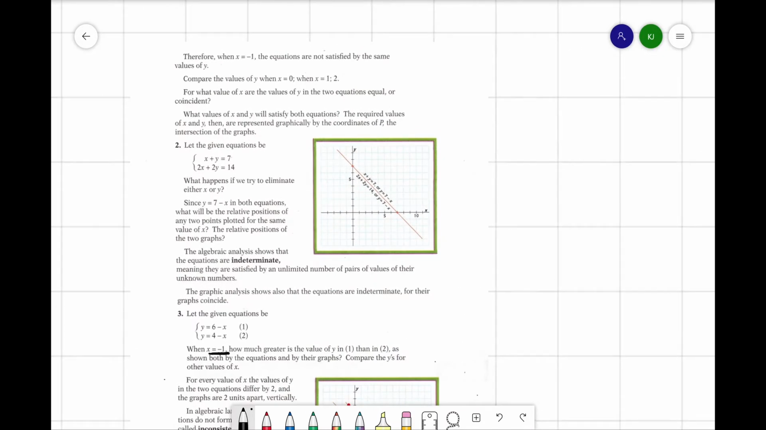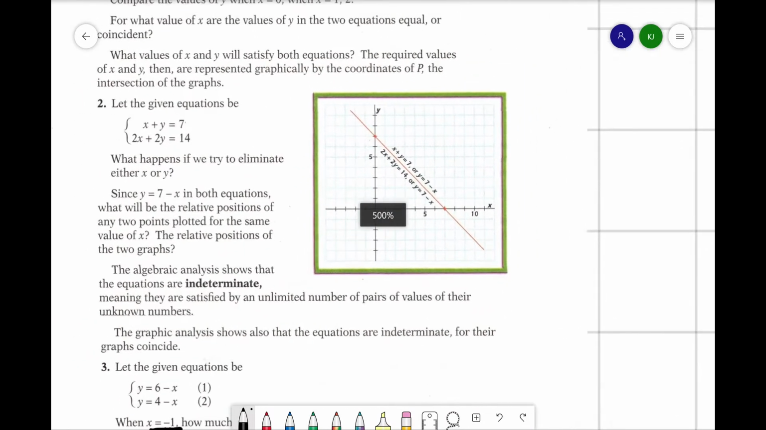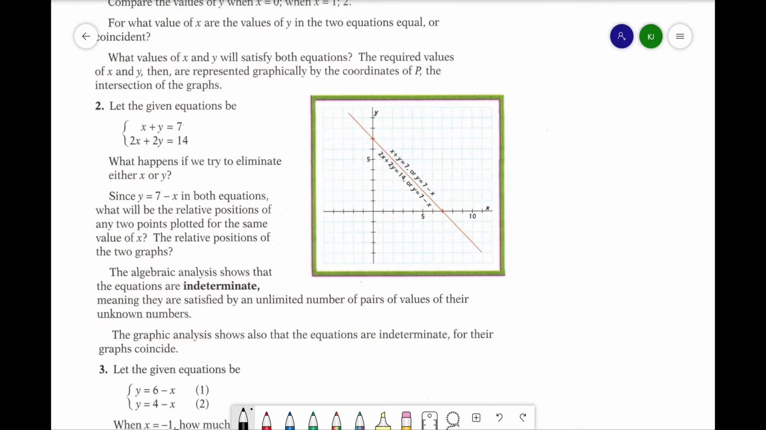Algebra 1. This is part 3 of our 11.4 Graphing Solutions of Linear Equations series. Today we're going to be looking at section 2, or example 2, indeterminate equations. So in our example, if we have the given equations x plus y equals 7 and 2x plus 2y equals 14, what happens if we try to eliminate either x or y?